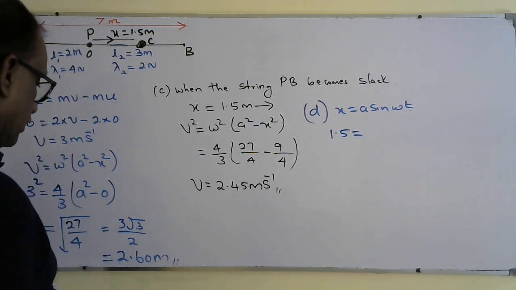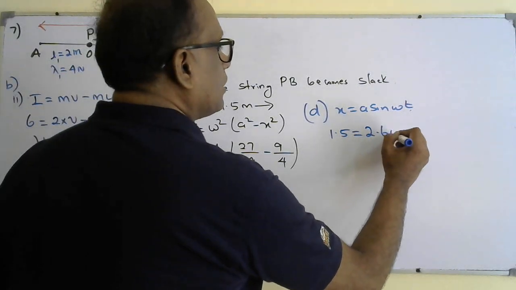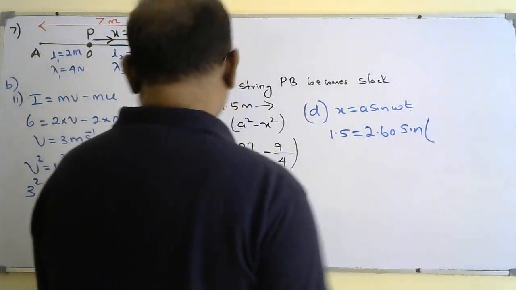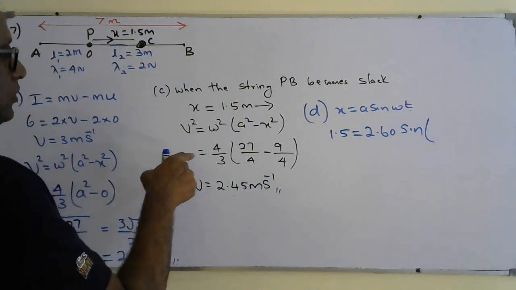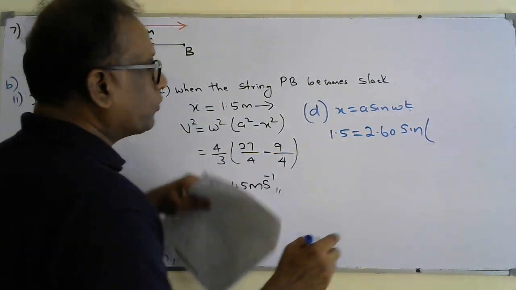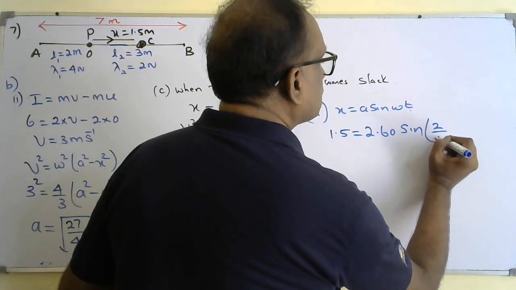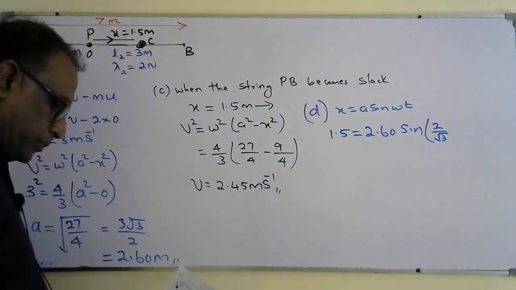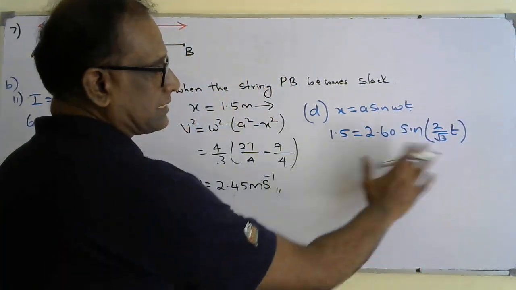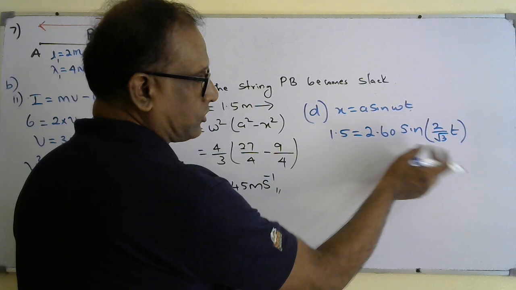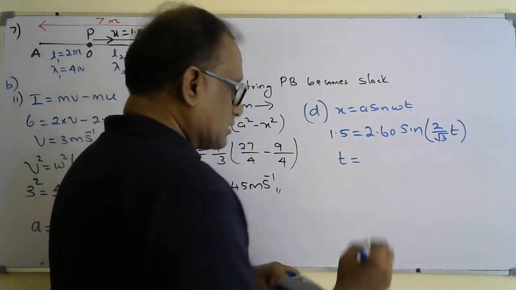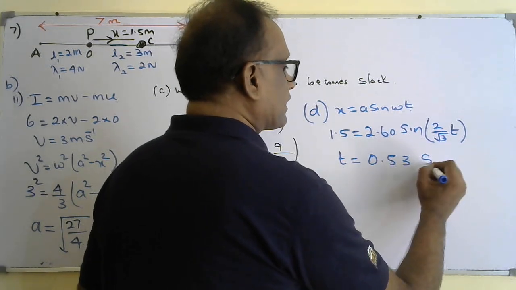which we found already as 2.6, times sine. You have to use your calculator in radian mode. Sine of omega t, where omega squared is 4 by 3, so omega should be 2 over root 3. 2 over root 3 is omega, into t. Take sine inverse of 1.5 divided by 2.60, but be careful, the calculator should be in radian mode. You will get t equal to 0.53 seconds.